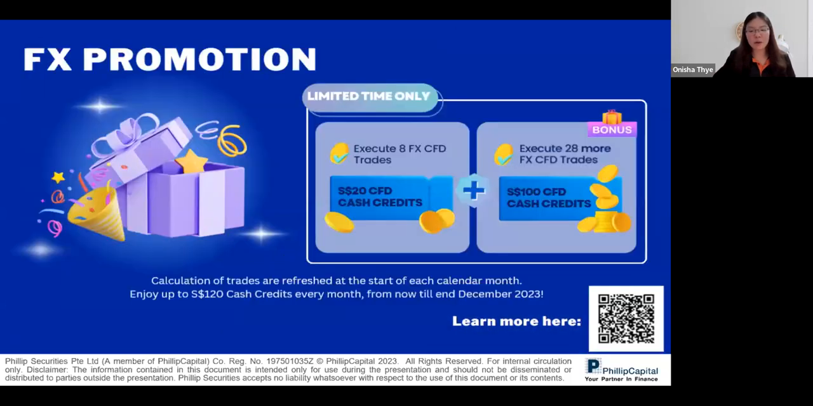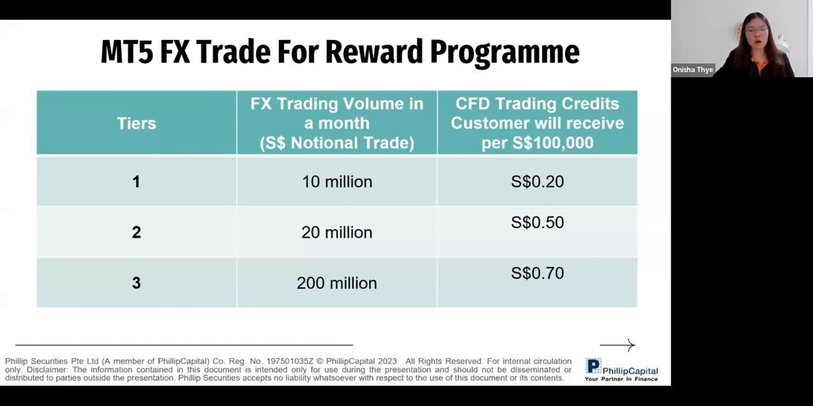Now, this is our ongoing program for those who trade MT5. These are more tailored towards traders who trade a lot. There are different tiers where you will receive trading credits depending on your trading volume in a month. Let's say, for example, the trader trades a notional value of 20 million of FX trading volume in a month, then they'll get 50 cents for every 100,000. You can refer to our website, we have more info on this also.